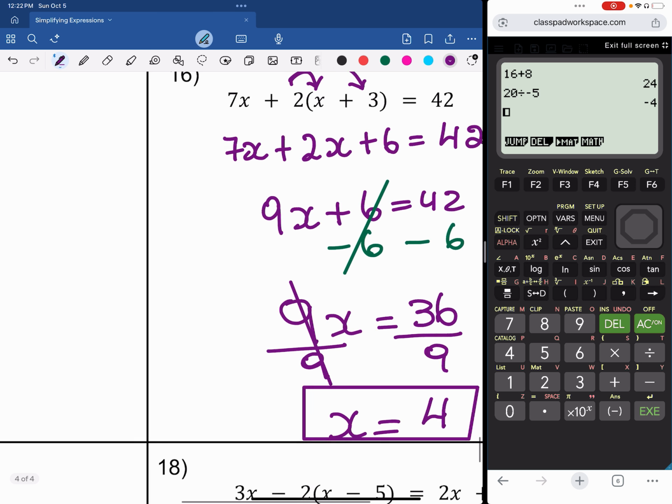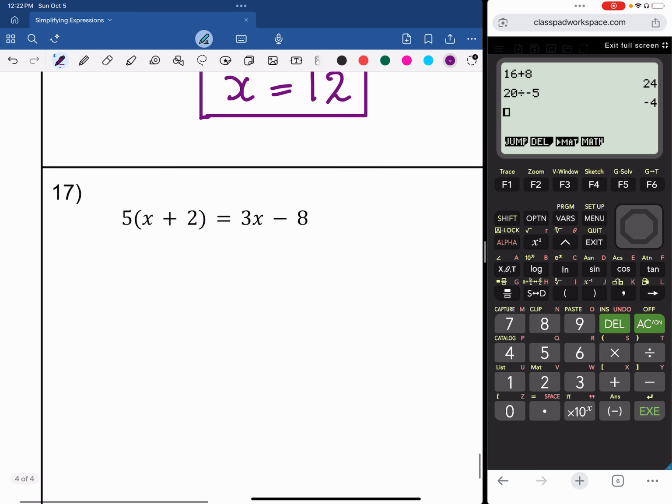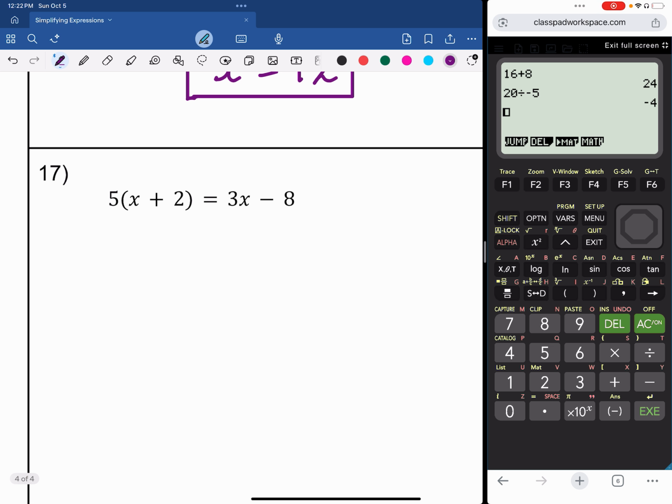All right, question 17. So we have 5 times (x plus 2) is equal to 3x minus 8. This question is a bit different from the others because now we have the variable on both sides of the equation. But my steps are still going to be the same. I'm still trying to solve for x. My first step here is going to be to distribute.